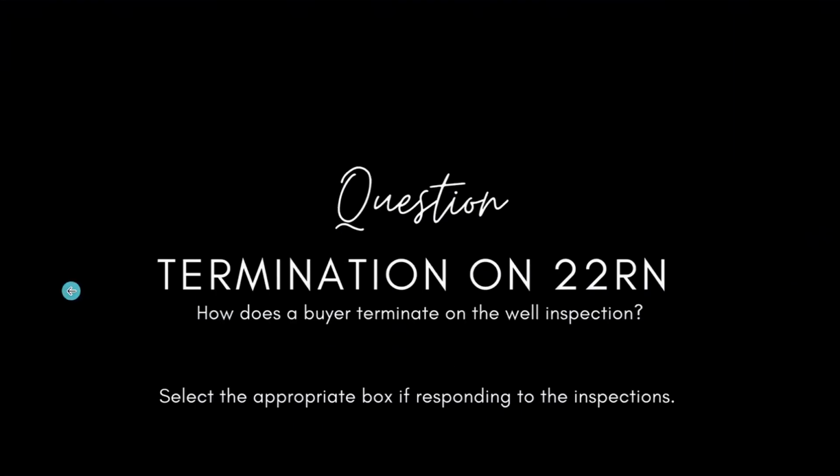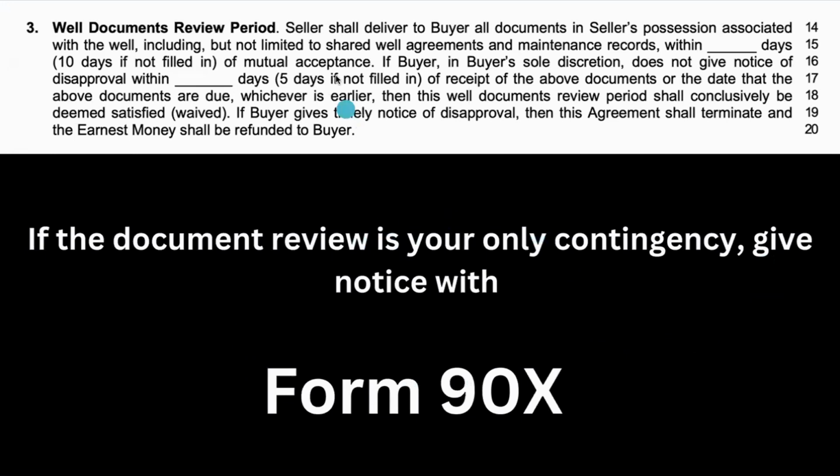Now, say in this situation the boxes below have a 5-day time frame on well function and well water quality, but your document review period is 10 days. With the longer time up top, if nothing else is disapproved other than the well documents, you can actually terminate on a 90X. So if you do have a situation where you are just terminating on document review without the contingency, you can use this notice.